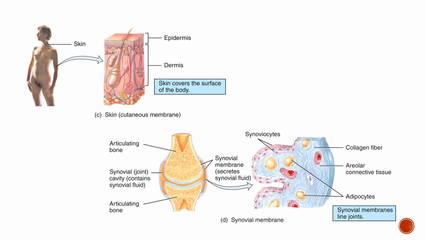Here we have the cutaneous membrane, or just skin. The entire skin is going to be the only cutaneous membrane, with a superficial epidermis and a deeper dermis covering the surface of the whole body. And here we have a synovial membrane. This is going to be a small finger joint. So here we have that synovial cavity with that membrane lining the cavity there.